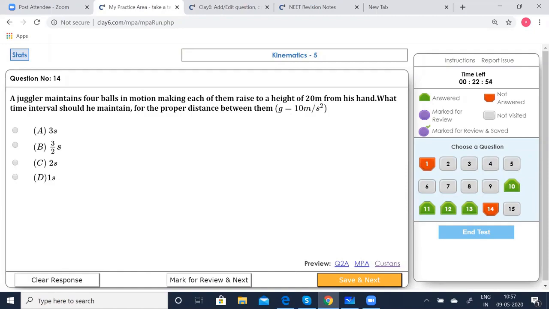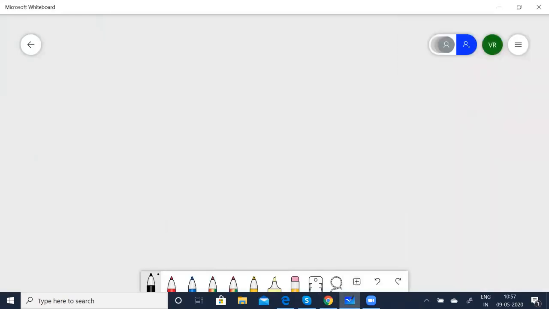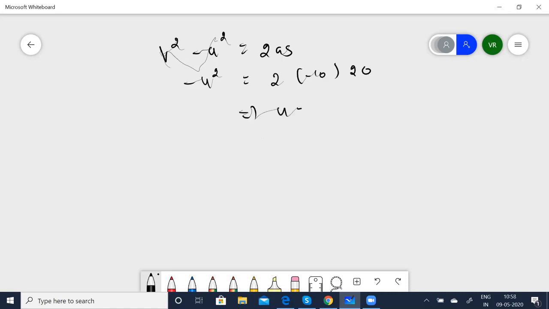Okay. Let's quickly solve that. Now for each ball, v squared minus u squared is equal to 2as. Because the final velocity is now going to be 0, it is 0 minus u squared is equal to 2 times minus 10 times 20. From this we infer u is equal to 20 meters per second.